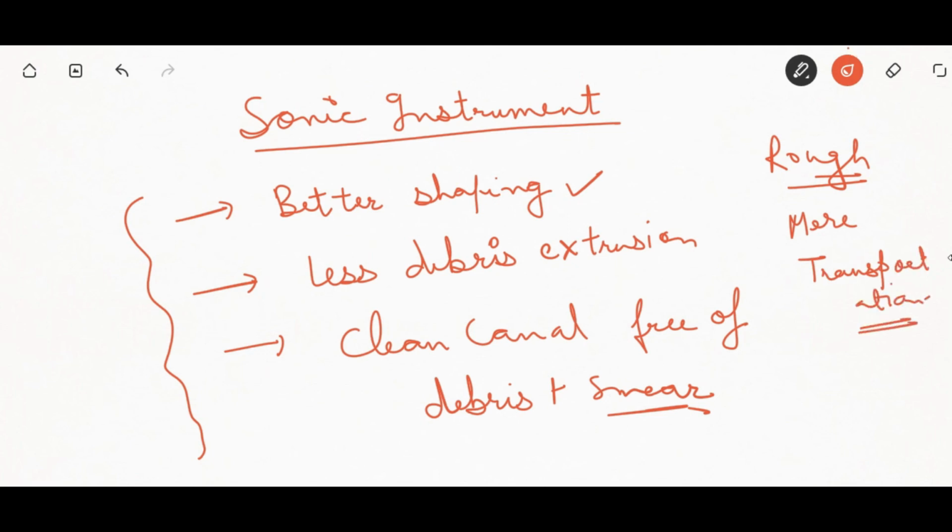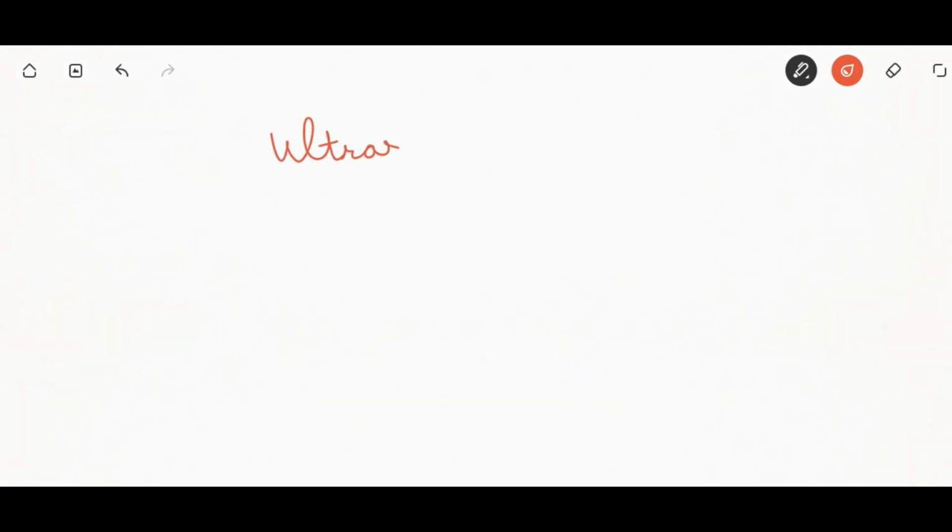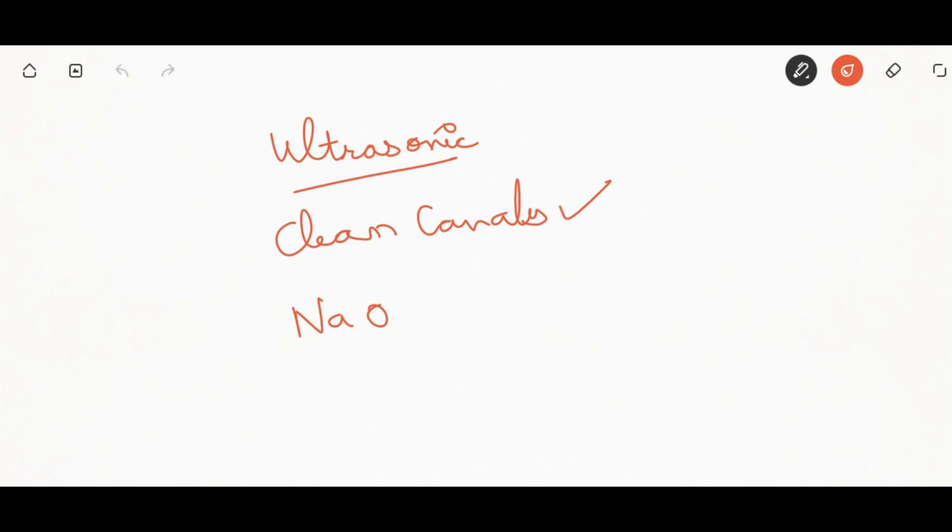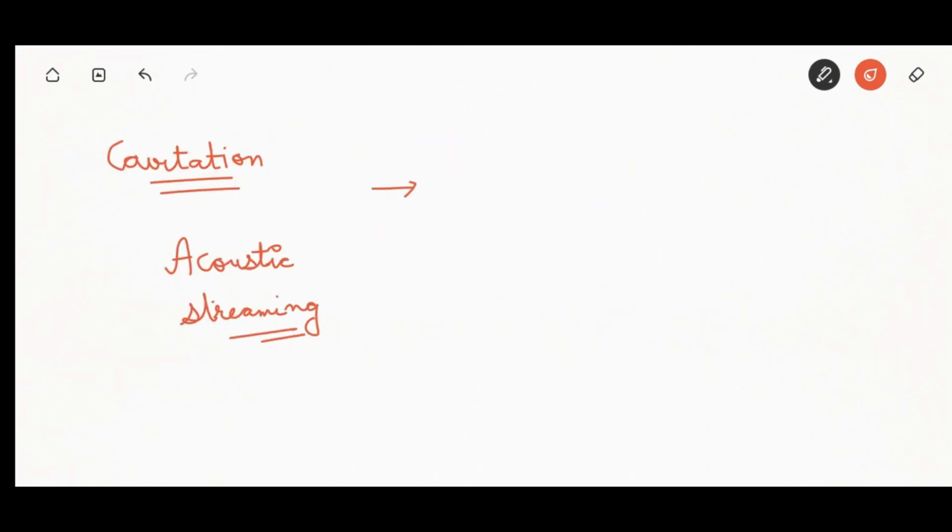What are the advantages of ultrasonic? The ultrasonic will clean the canal free of smear layer and debris. The ultrasonic enhances the action of sodium hypochlorite because of increased temperature and ultrasonic energy. The disadvantage is that it can cause transportation of the root canal if used carelessly. Now what is the mechanism of action of ultrasonic? It acts by 2 methods: one is cavitation and the other is acoustic streaming.